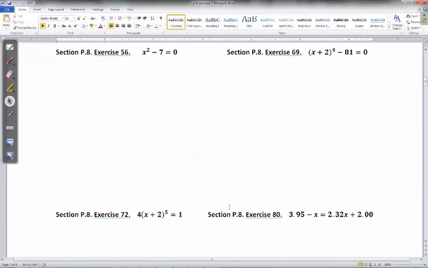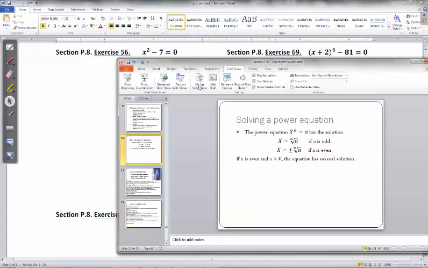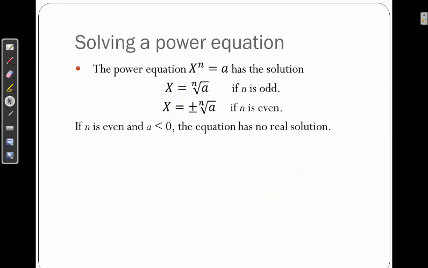Alright. Now we're finally looking at power equations. So jumping back to our PowerPoint just for a second. The key to solving power equations is that you can take an nth root of both sides. The only thing you have to be careful of is if you take an even nth root, you will get this positive negative showing up.